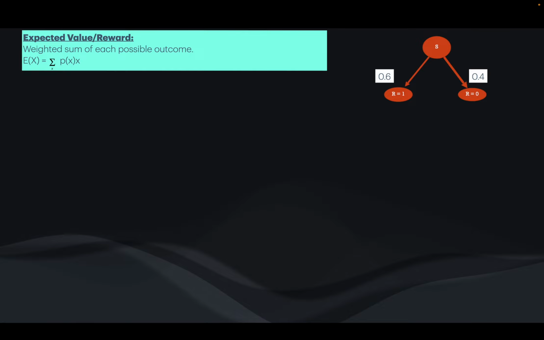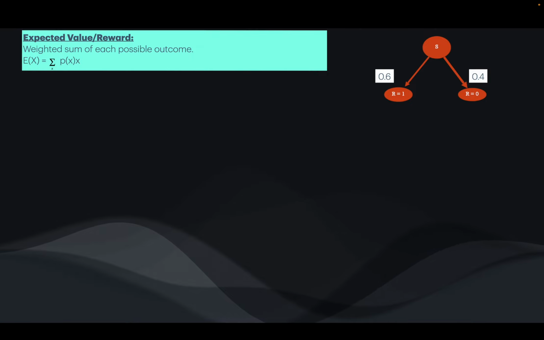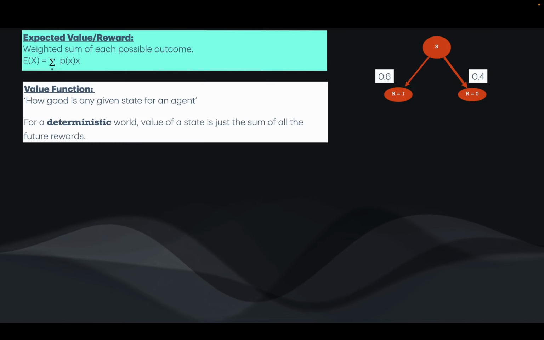Now the cumulative reward which the agent might get being at state S is calculated by multiplying each probability with the reward value, then summing, and then you get the total reward or the expected value, right? For this example, if you multiply 0.6 with 1, you get 0.6, and if you multiply 0.4 with 0, you get 0. So the expected value or the reward for being in state S is equal to 0.6, right?